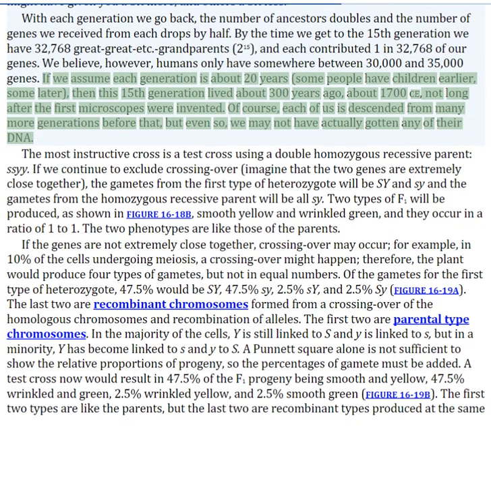If we assume each generation is about 20 years, then this 15th generation lived about 300 years ago, about 1700 CE, not long after the first microscopes were invented. Of course, each of us is descended from many more generations before that, but even so, we may not have actually gotten any of their DNA.